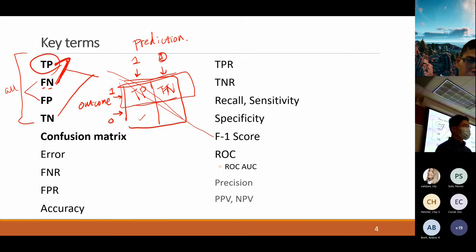And what is the total of the first row? If you know the answer, just go ahead. All the actual positives. Right, the positive cases. That helps, at least to get started and be familiar with that. And if you add the total of these 2, true negative and false positive, by logic you can immediately tell it's the total of negative cases.